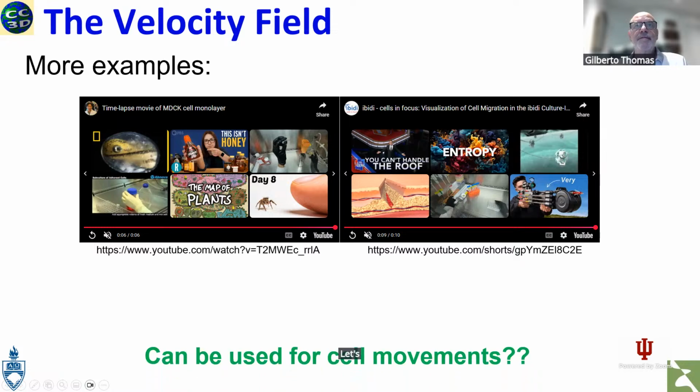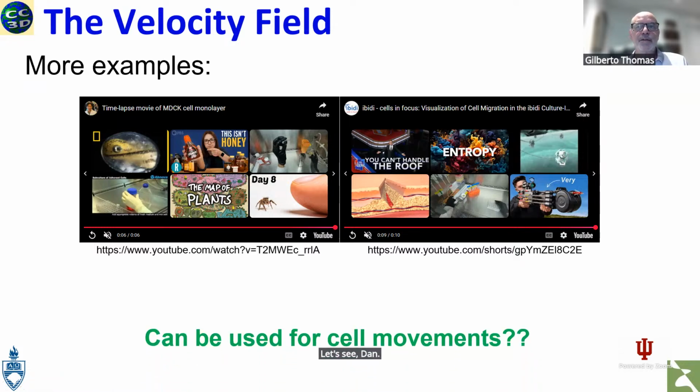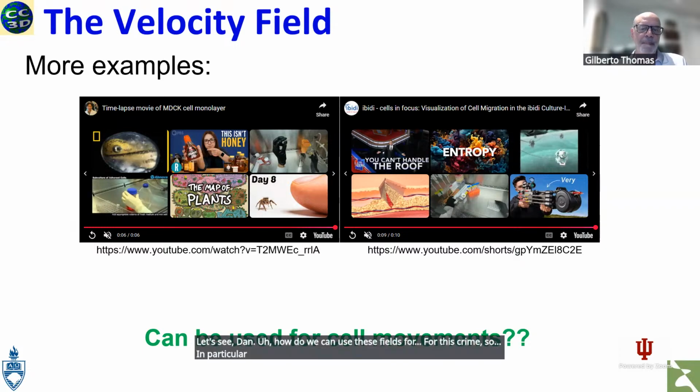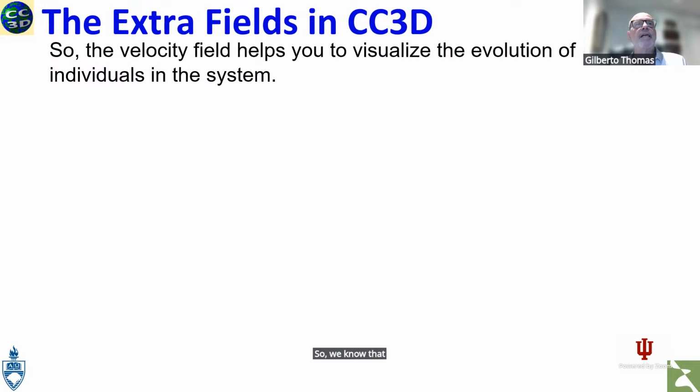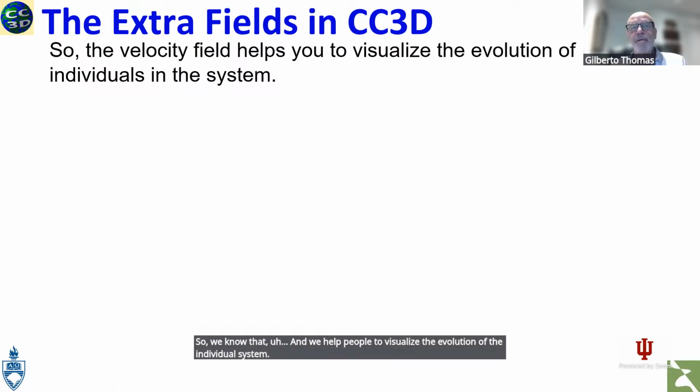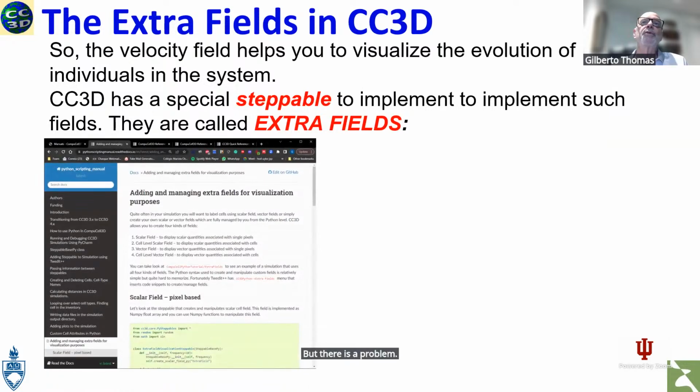Let's see then how we can use these fields for describing cells, in particular the vector field for cell movements. So we know that fields will help you to visualize the evolution of the individual system, but there is a problem. When we use the wizard, the extra fields aren't there.